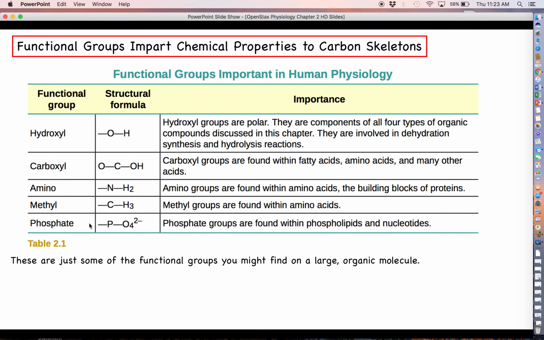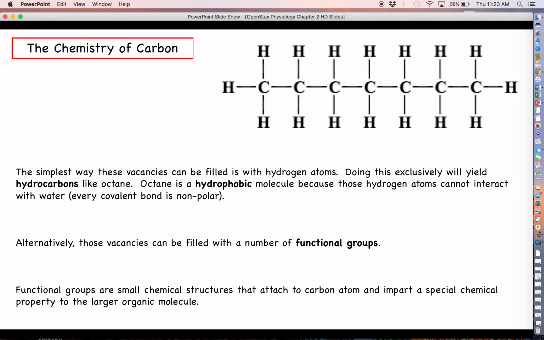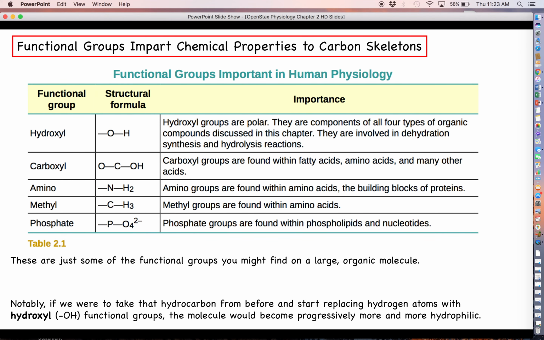And then finally, the phosphate group is also very polar. It tends to be electrically charged, and you're going to tend to find these in certain types of lipids and nucleic acids. We will talk about all of those good things in good time. So these are just some of the functional groups that you might expect to find on a very large organic molecule. Keep in mind, the organic molecule is going to have a carbon skeleton to build around, and then these functional groups are just going to be attached here and there to different parts of the skeleton until you have built your organic molecule as a whole.